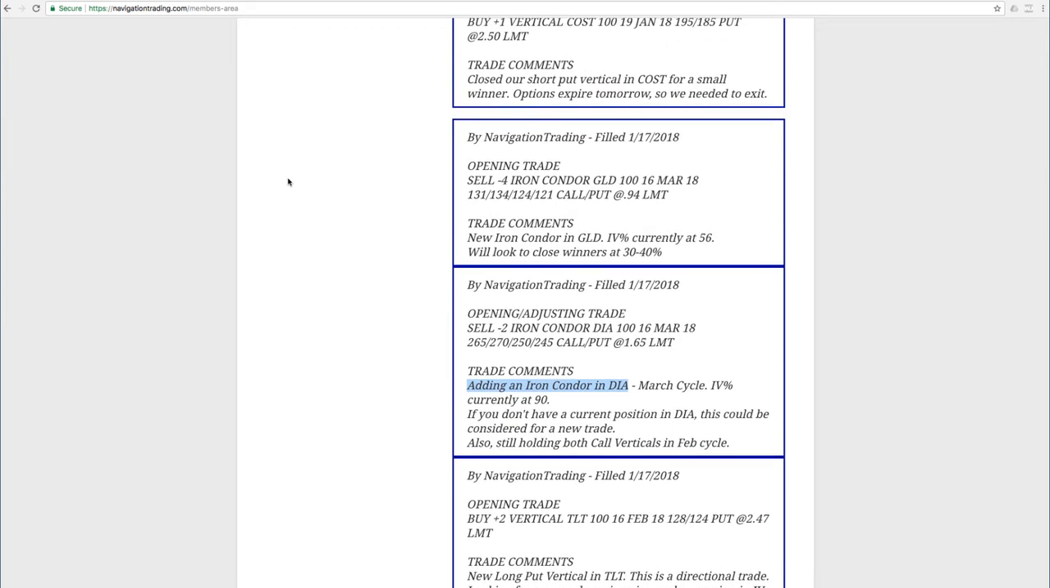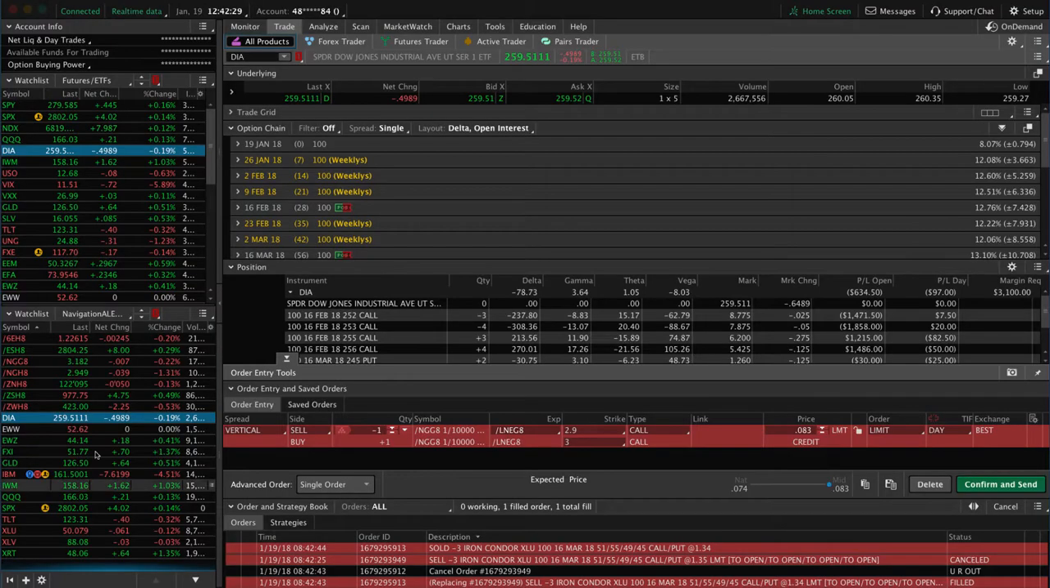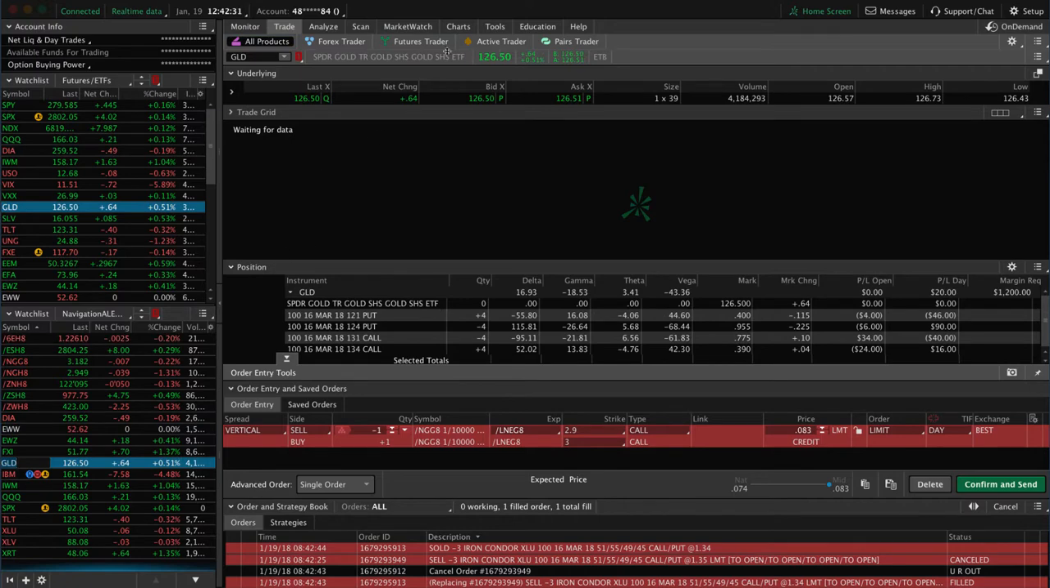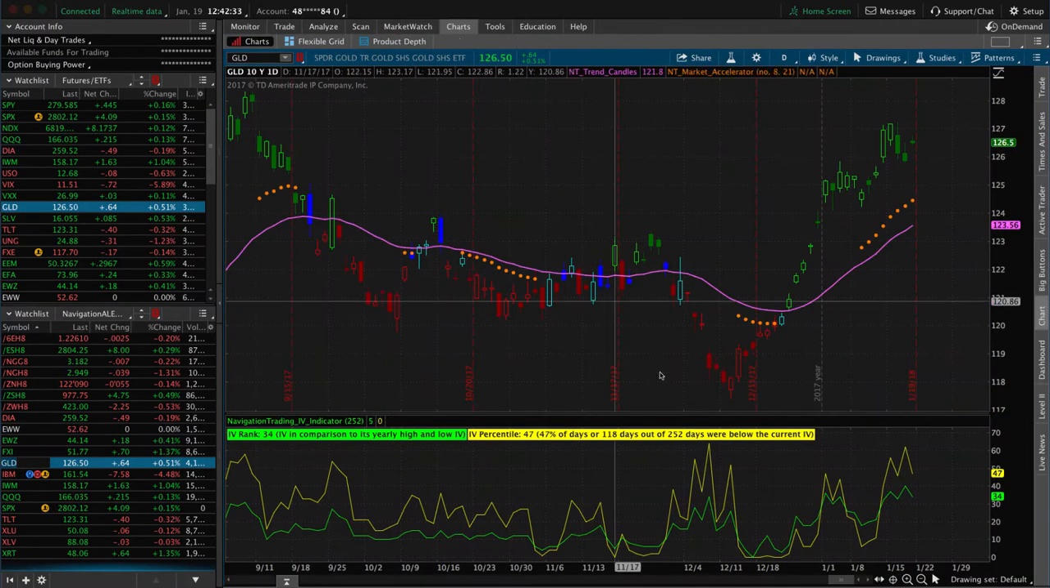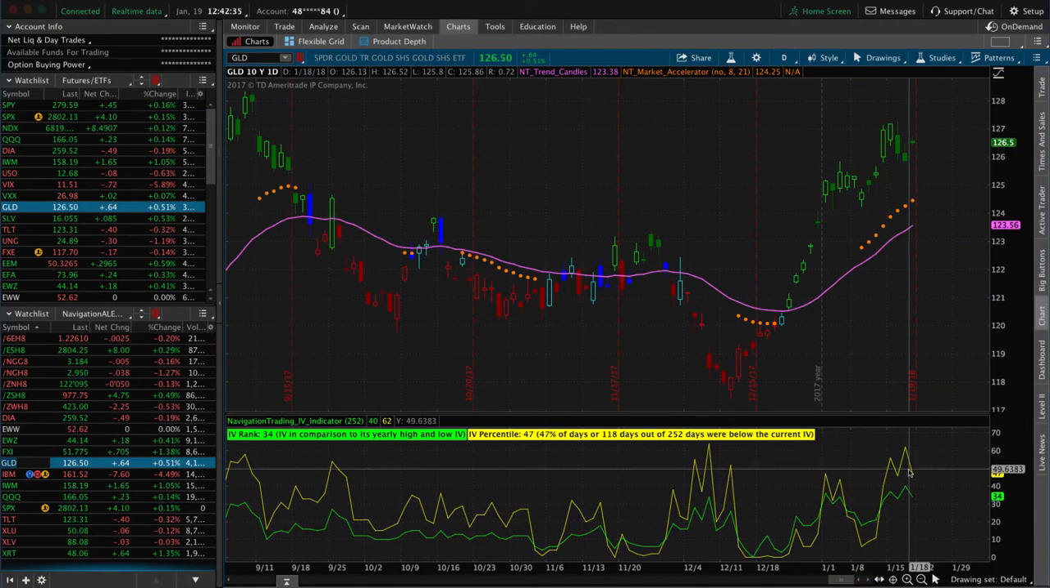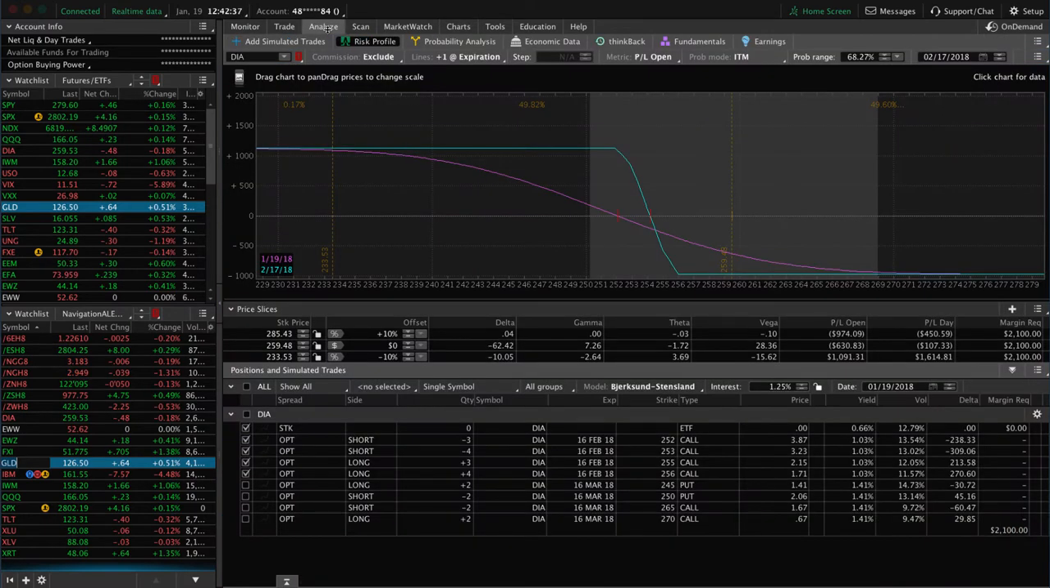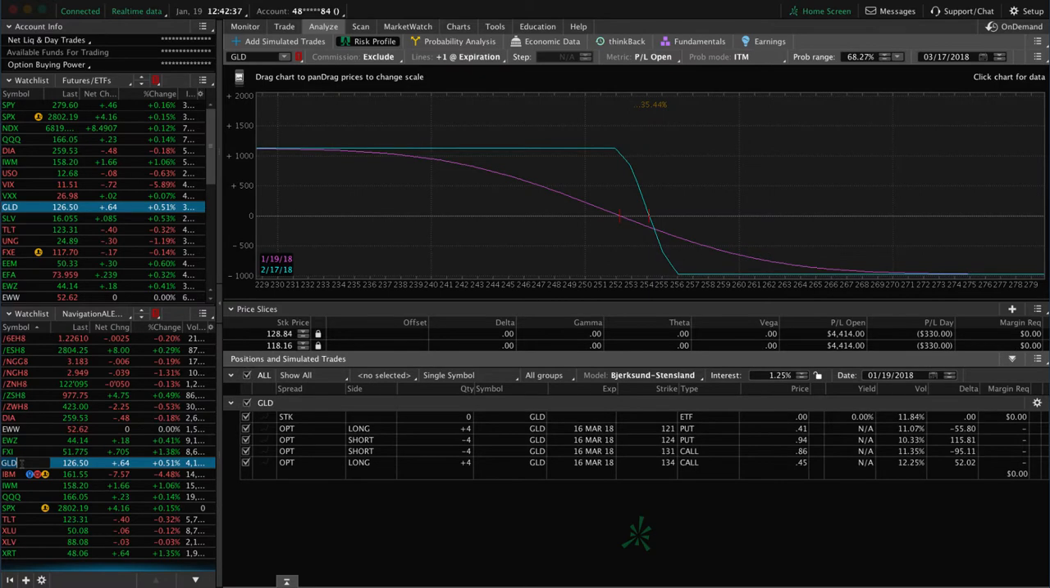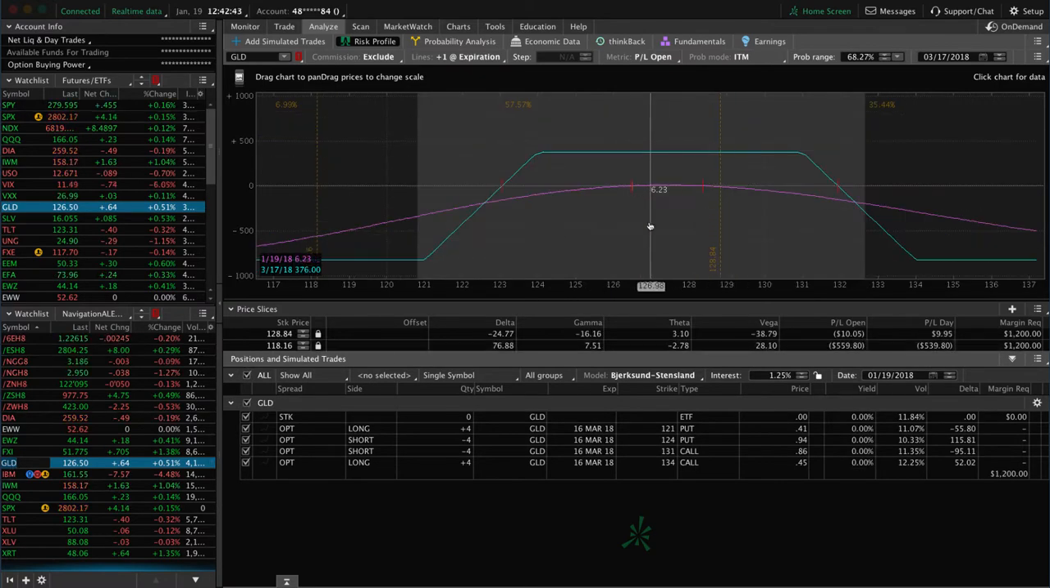Next trade was an opening trade in GLD. So IV percentile at the time got up to 56. So we entered an iron condor in GLD. If we take a look here at the charts, you can see we've already gotten a little bit of contraction in IV since we put that on, but just need more time to pass. And you can see we're still very, very centered on that. So not much has happened since we put that on in GLD, so we'll wait and keep you posted on that one.